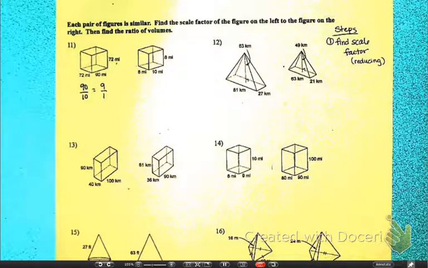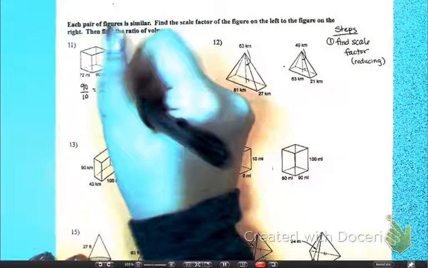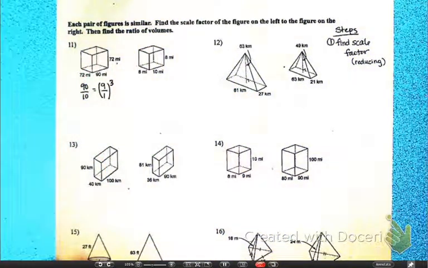Now it says find the ratio of volumes. Anyone want to take a stab at how we might find the ratio of volumes? On the front side, we went from ratio of volumes to scale factor. How do you think we work the other way? You have to find the volume and then use them. It's actually simpler than that. What do we know about the units on volume? It's cubed, right? So all you have to do is cube the scale factor.